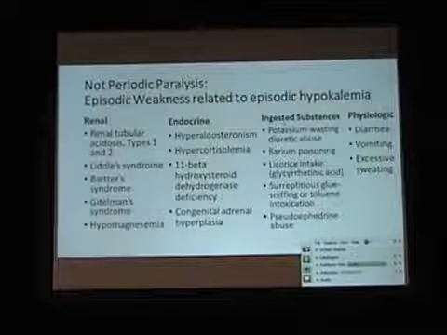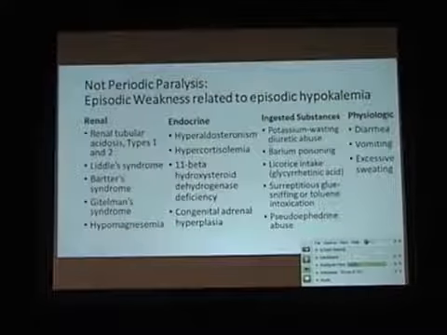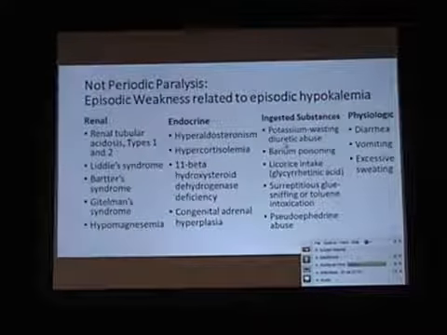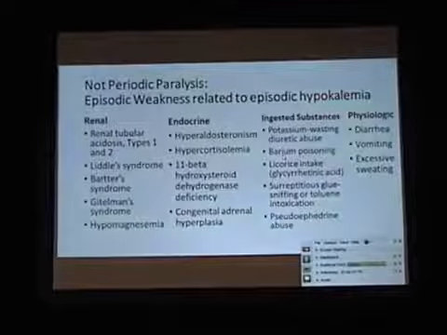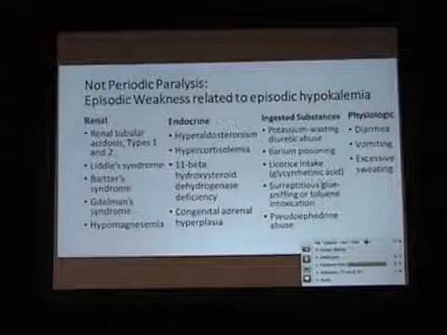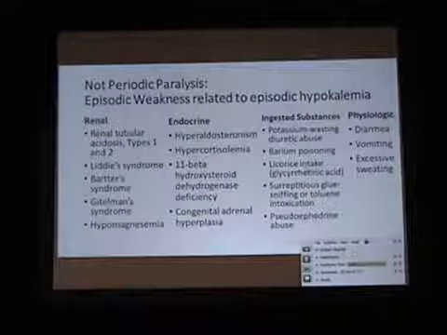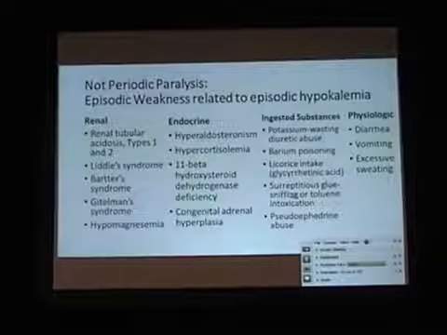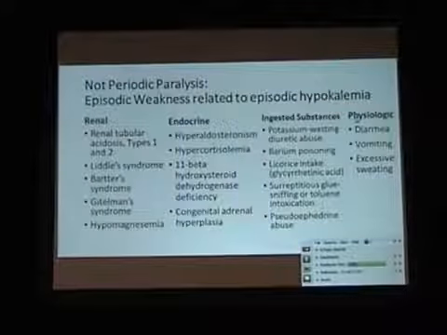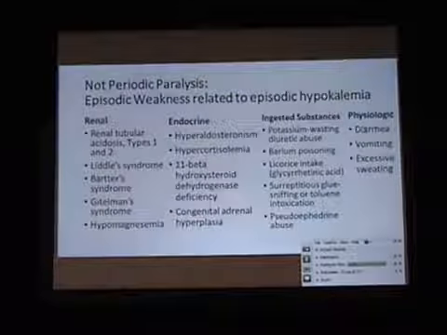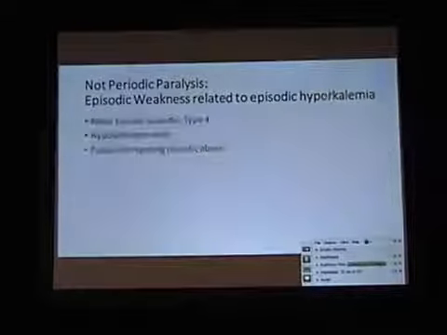There are ingested substances. Some people, I guess mainly with anorexia or weight problems, may do diuretic abuse. Barium poisoning, there's barium in some well waters in some areas of the world. Licorice has glycyrrhizic acid, which causes potassium wasting. Surreptitious glue sniffing, there's some weird things, but they're real unlikely. And then physiologic, you'd hope that the patient would report or the doctor would see excessive sweating, vomiting, and diarrhea.